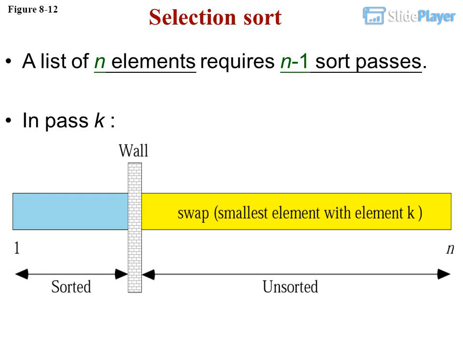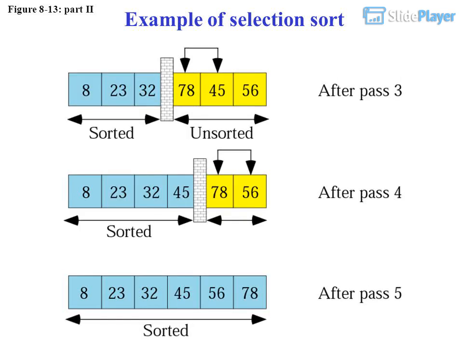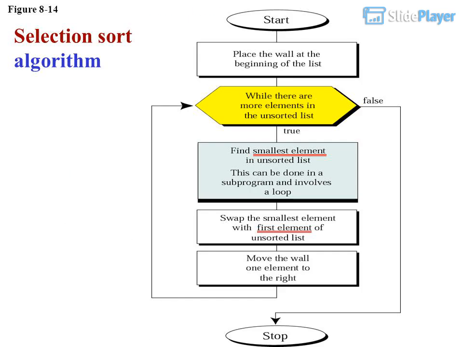Selection sort. A list of n elements requires n-1 sort passes. Figure 8.12. Selection sort. A list of n elements requires n-1 sort passes. In pass k. Example of selection sort. Figure 8.13, Part 1. Example of selection sort. Figure 8.13, Part 2. Example of selection sort. Figure 8.14. Selection sort algorithm.